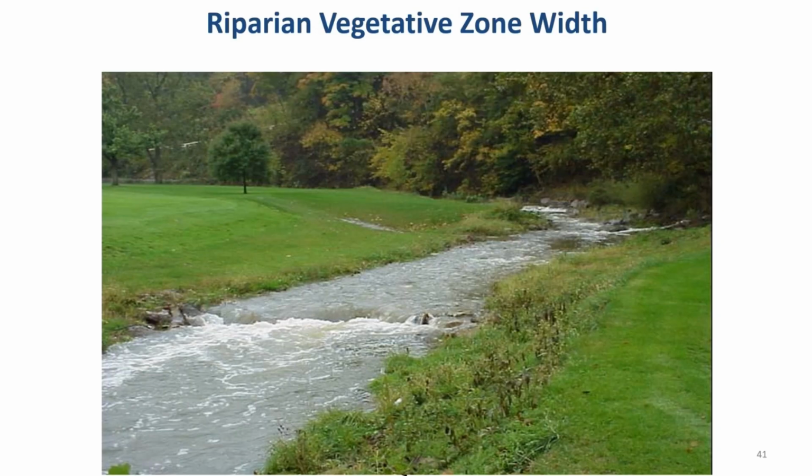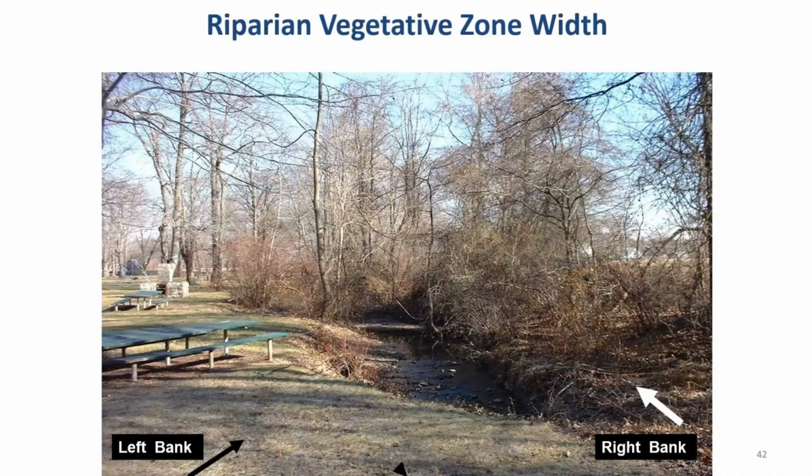In this picture, there's a park and mowed grass on the left. On the right, there's a little more of a riparian vegetation width, but just past that, there's like a fence and a field. It might be hard to see in the photo, but it's not ideal, but you would score the right side better than the left side.